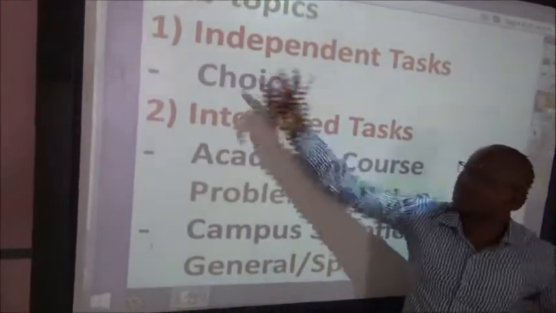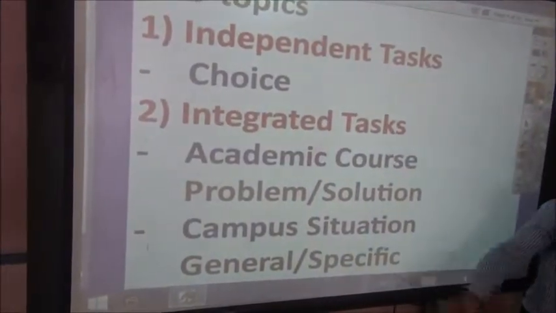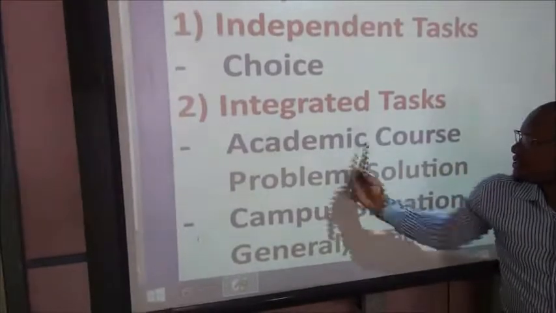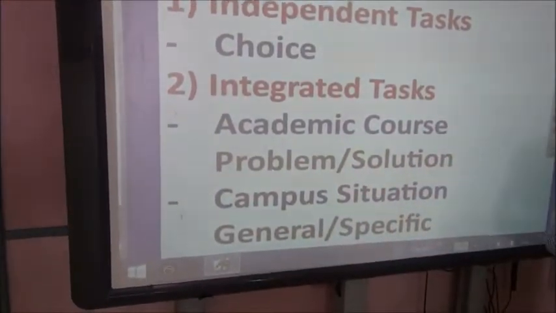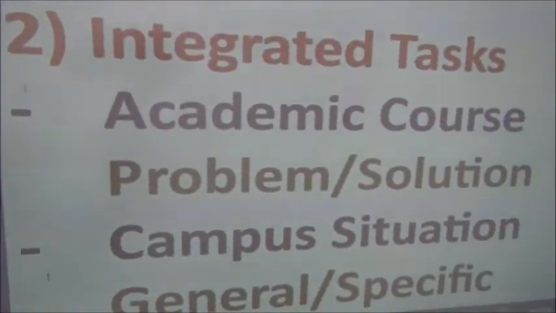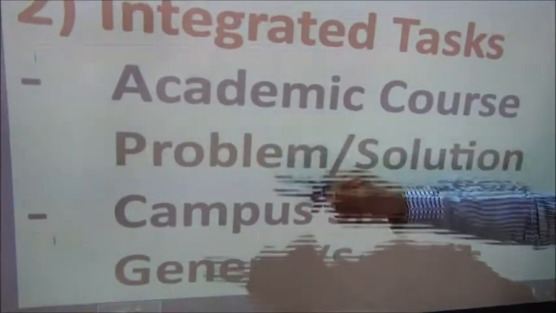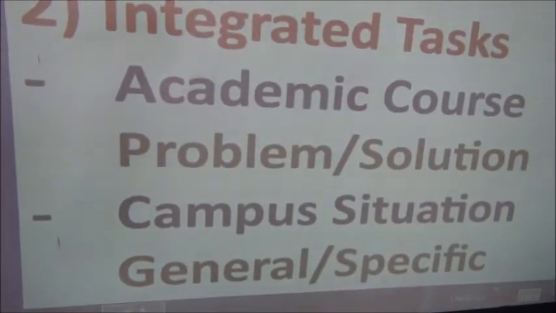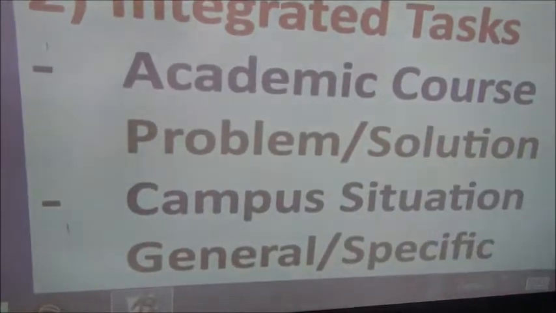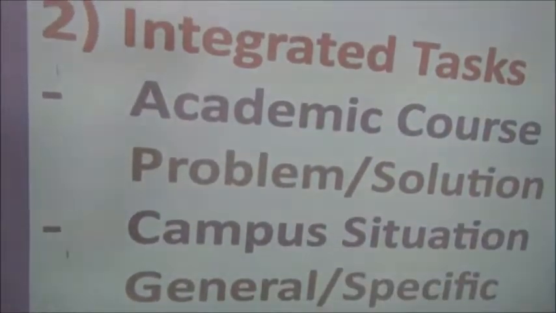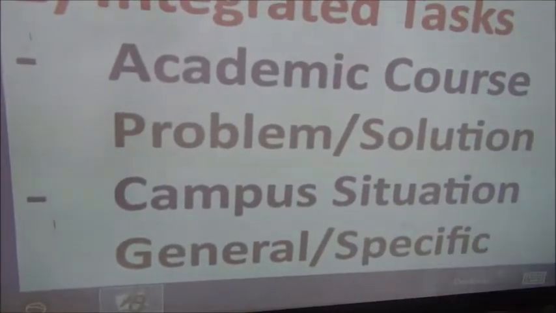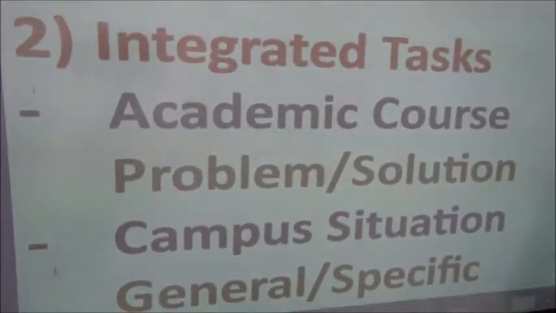For independent task, we have 2 tasks actually, but for this class, we're going to check just one choice. For integrated task, there are 4 under speaking, which we normally concentrate on when we're doing TOEFL. But for this class, we're going to handle just 2 of such: an academic course where we have to talk about problems and solutions, and also what we call the campus situation. Here we're going to specialize on general issues or specific subject areas.